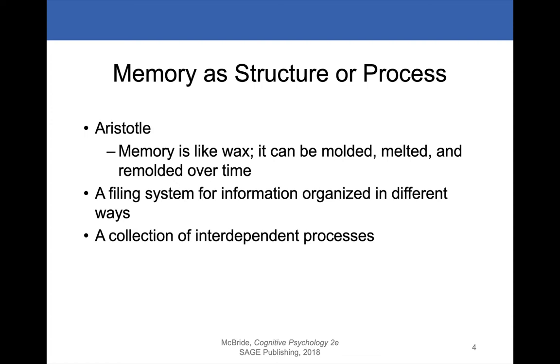It's important to note that many psychological theories over the centuries have been based upon the latest technology that's available. So in this case, Aristotle was using a piece of technology that was available to him, that is wax. Memory is, in a very broad general sense, a filing system, a way for information to be organized in different ways. That's essentially, at a very high level, what it is.